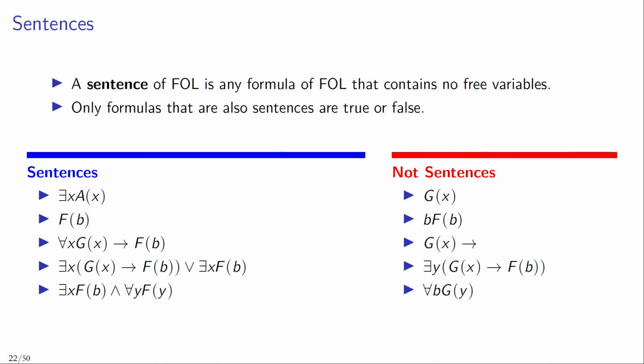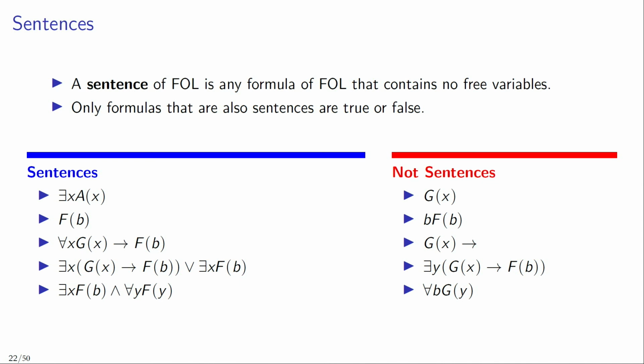Now, an FOL sentence is any formula of FOL that contains no free variables. And sentences are special because only formulas that also are sentences are true or false. Meaning formulas that contain free variables are neither true nor false. If I say fx, that doesn't have a truth value since it is not clear which object I'm talking about. So on the left-hand side here, you see examples of sentences, and on the right-hand side, you see examples of things that are not sentences.